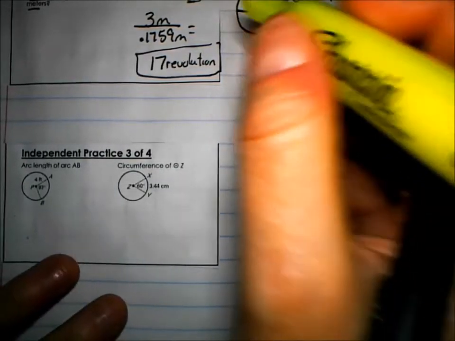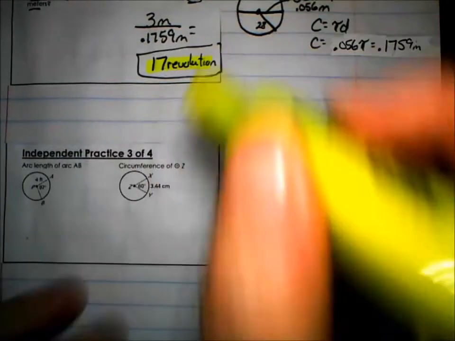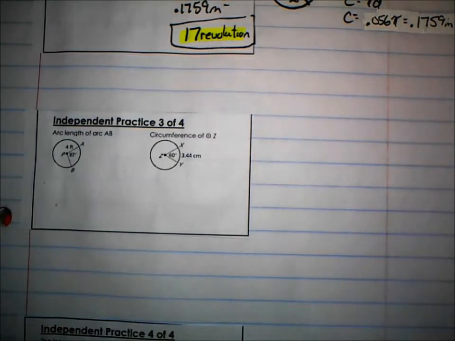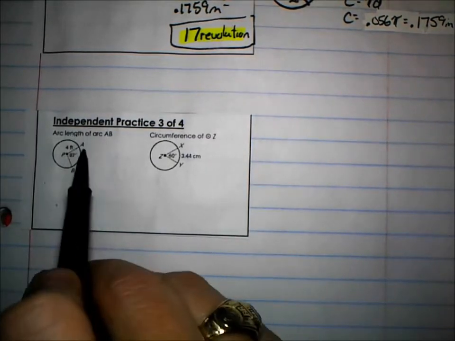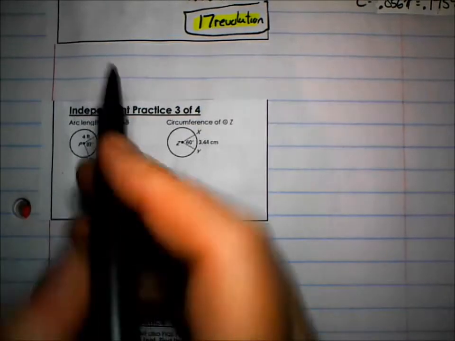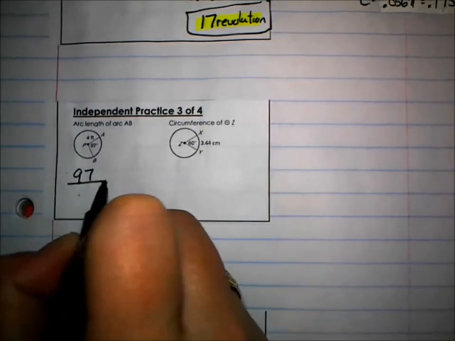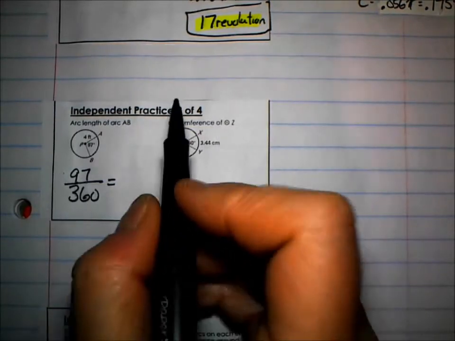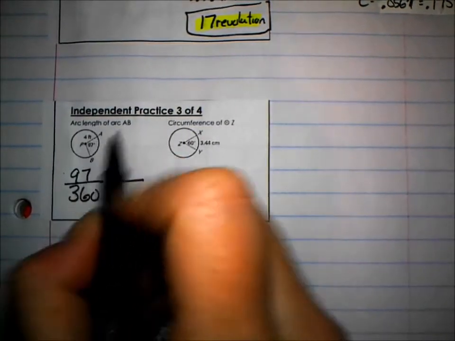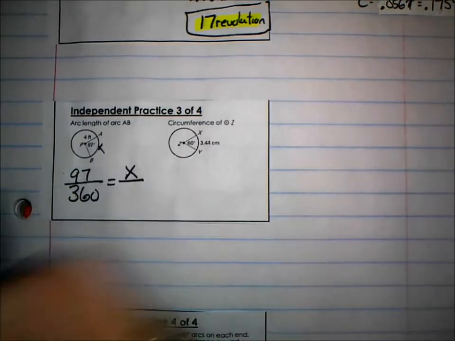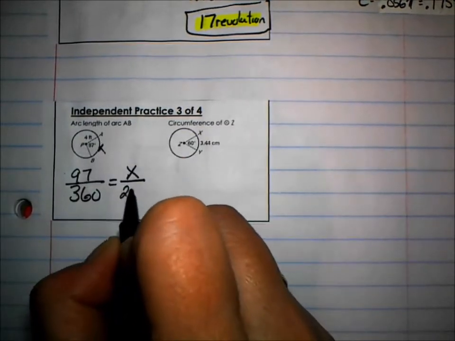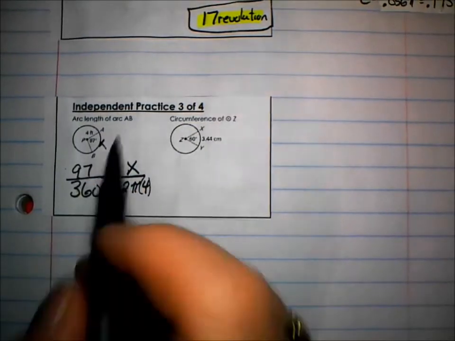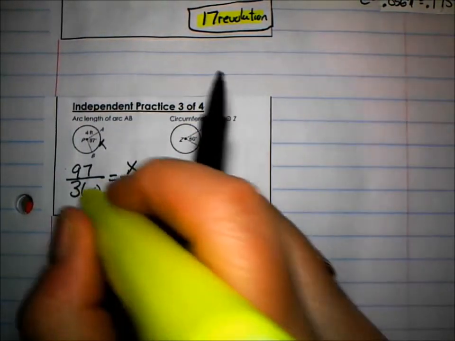Okay, independent practice 3 of 4 has 2 parts to it. It says we're trying to find the arc length of AB. If my arc length I know is 97, I always put it over the entire circle, so 97 over 360 equals the arc length that I'm looking for. I don't know it, so I'm going to make that my x over the circumference, which is 2 pi times 4, which is my radius. So I'm going to cross multiply.